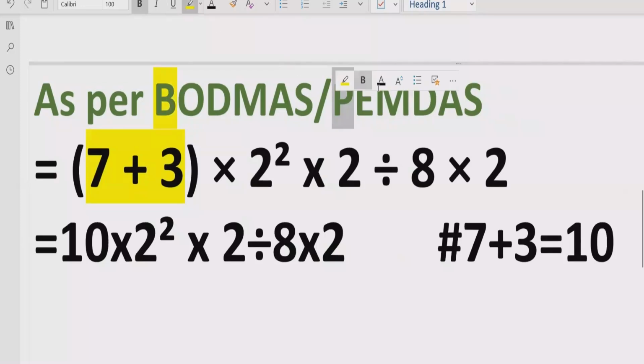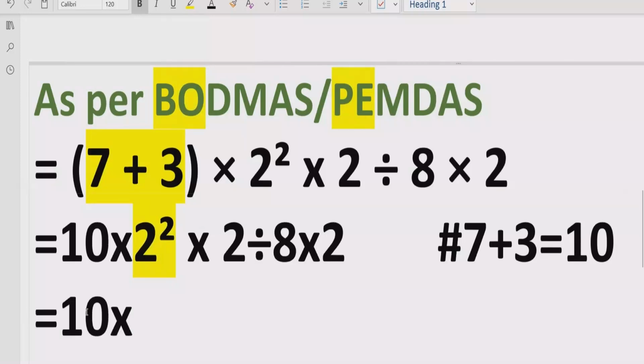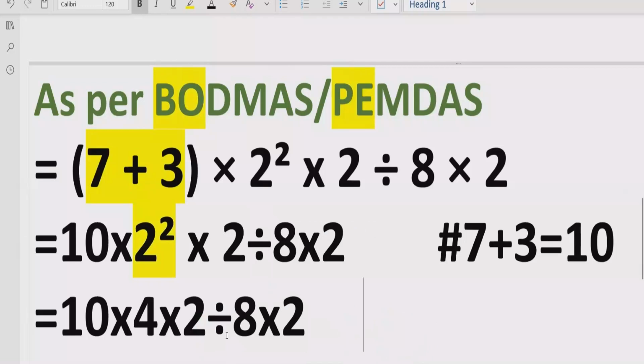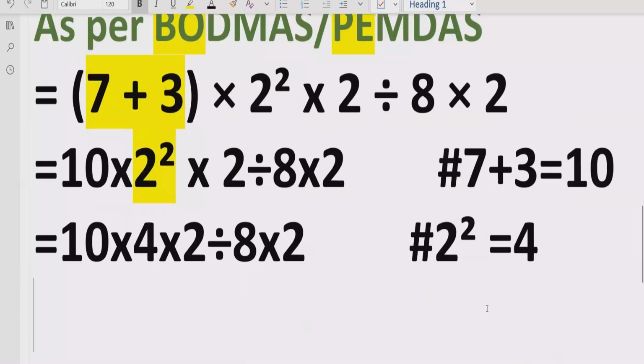Now we move forward to step number 2, which is the exponent part, or order of operation. We have a number which has a power, which is 2 raised to power 2. So here we have 10 multiplied by 2 raised to power 2, which means 2 multiplied by 2, equal to 4, multiplied by 2 and divided by 8 multiplied by 2. We write the rest as it is, and here we give the reference: 2 raised to power 2 equals 4. We have solved the exponent part as well.